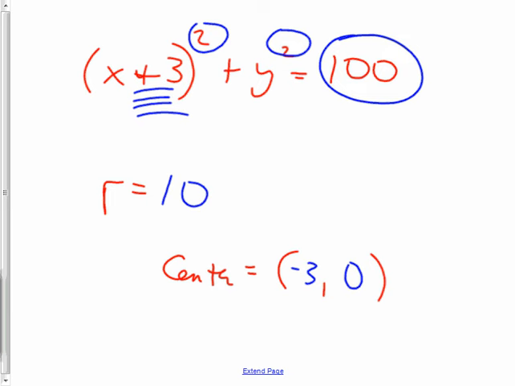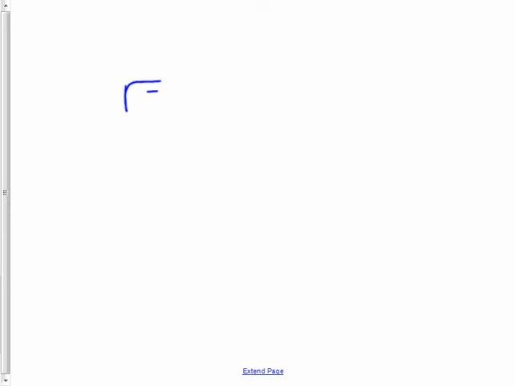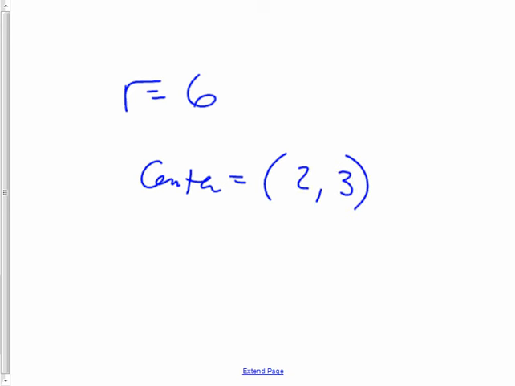All right. So how about if I go the other way? Radius equals 6. Center is at 2, 3. So what's the equation? Compare with the kid next to you. See if you get the same equation as they do.